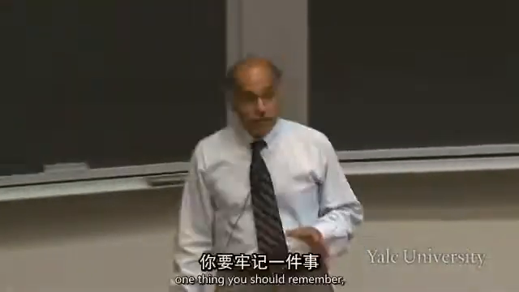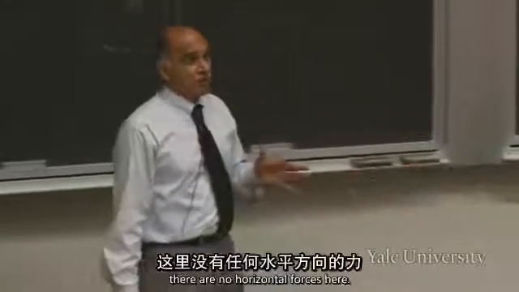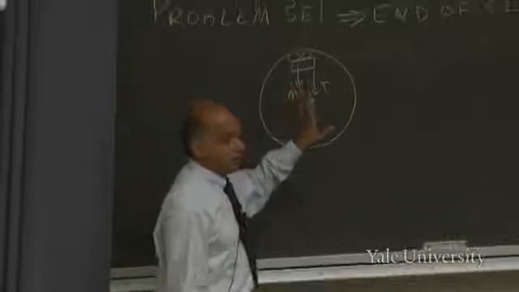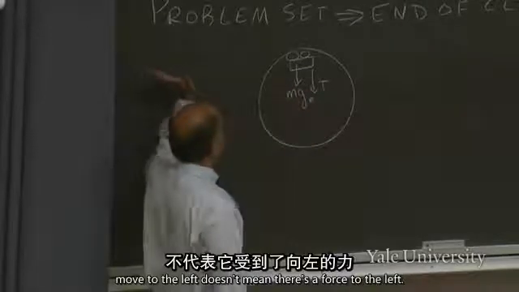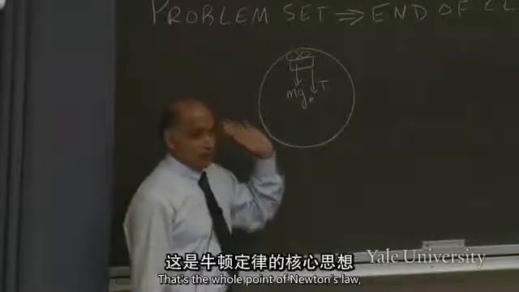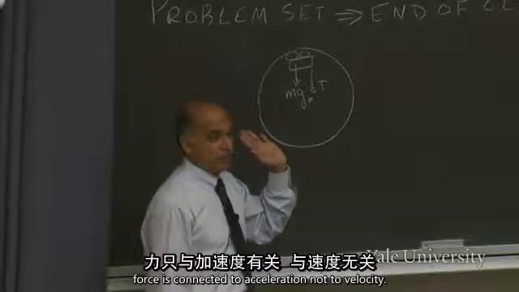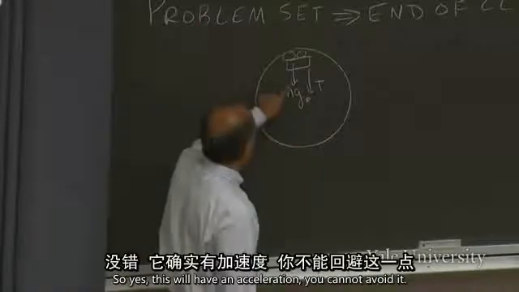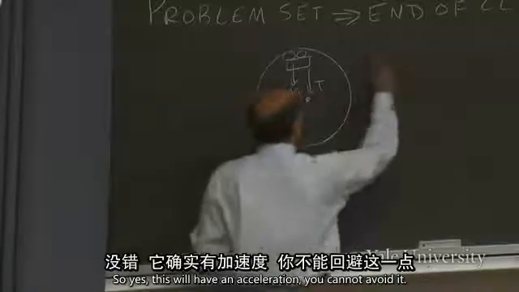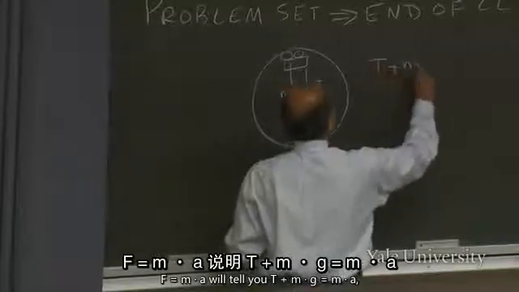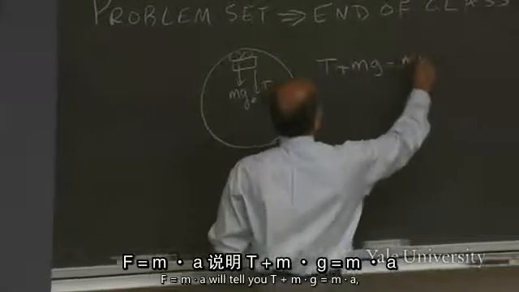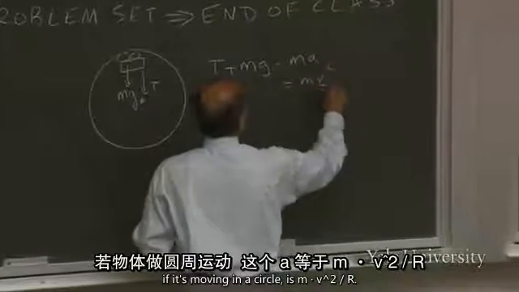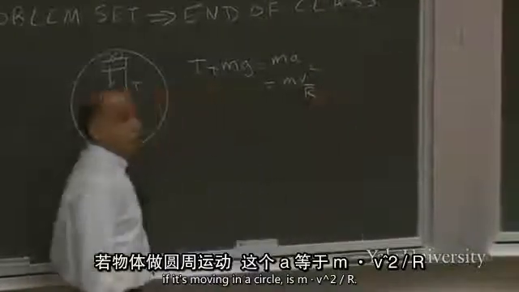First of all, one thing you should remember, there are no horizontal forces here. The forces are what I've drawn. That's why you should be very, very careful. Just because something has a tendency to move to the left doesn't mean there's a force to the left. That's the whole point of Newton's law. Force is connected to acceleration, not to velocity. So yes, this will have an acceleration. You cannot avoid it. F equals ma will tell you T plus mg is ma, and the a that you want in this problem, if it's moving in a circle, is mv squared over r.